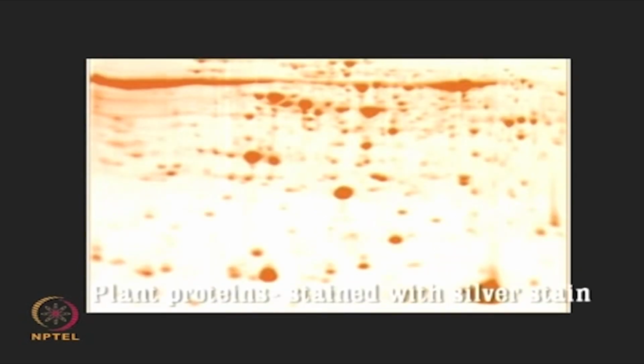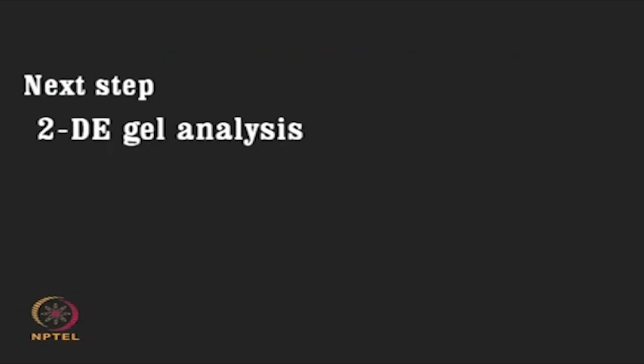Here, we show gels containing separated proteins from serum, bacteria and plant samples that have been stained with Coomassie blue dye, as well as a plant protein sample that has been stained with silver dye. So, after looking at the laboratory demonstration, now you are clear about what the steps involved in the staining procedure are.